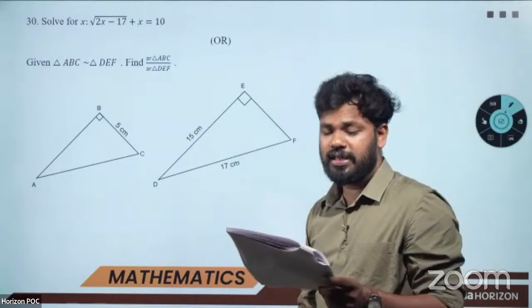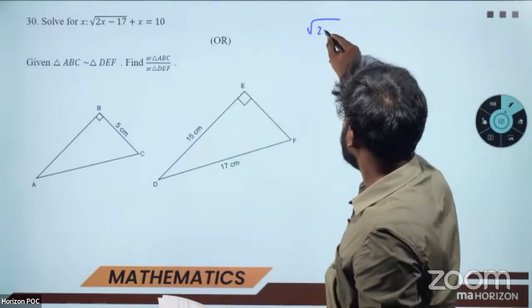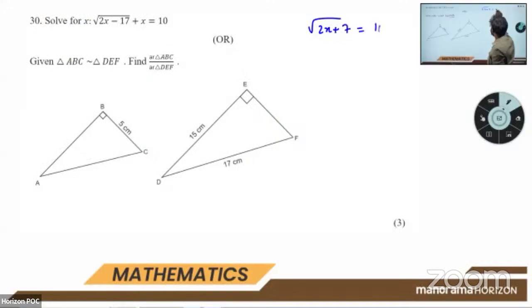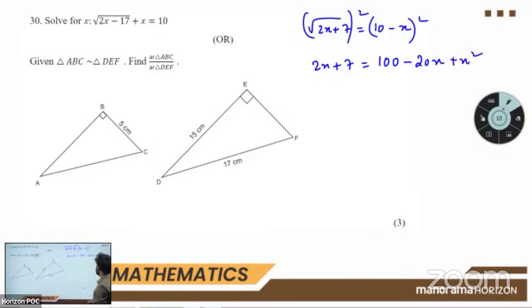Solve root of 2x plus 7, plus x is equal to 10. So when you solve that, the first thing I'm doing is taking the x to the right side, because x is not inside the root. So when x is not inside the root, I can take that to the right side and write 10 minus x. Now taking the square, I get 2x plus 7 equals 10 minus x whole square, which is 100 minus 20x plus x square. Yes, definitely it is that.